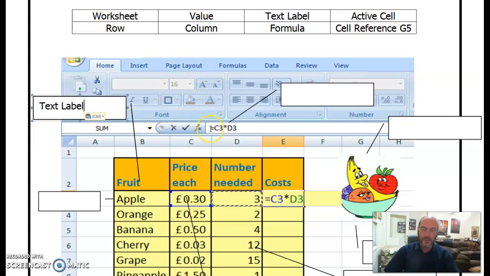Right here we have equals C3 times D3. That is a formula. Alright, a formula. Starts always with the equals and has an operation. So it's complete. Here we have a column. This is a column G here. Alright, this is it. So we can complete it with column.